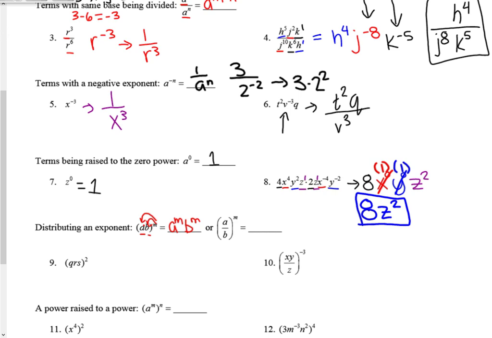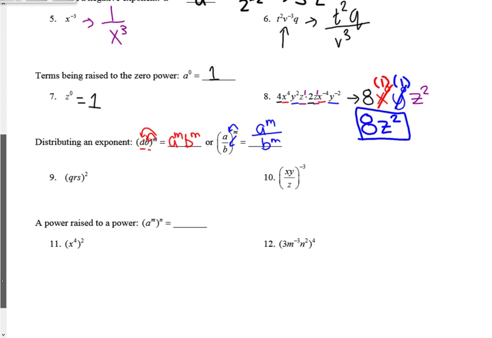So you'll distribute that exponent to everything inside the parentheses. Same thing goes with division. I'm going to have to distribute my exponent to the numerator, and I have to distribute my exponent to the denominator. So I have a to the m over b to the m. So let's practice that. So in number 9, I have 3 different bases inside. That just means I have to distribute this exponent 3 different times. So I have q squared, r squared, s squared.